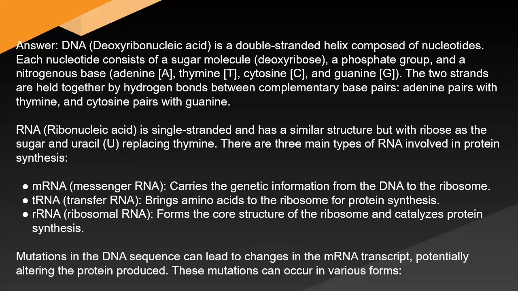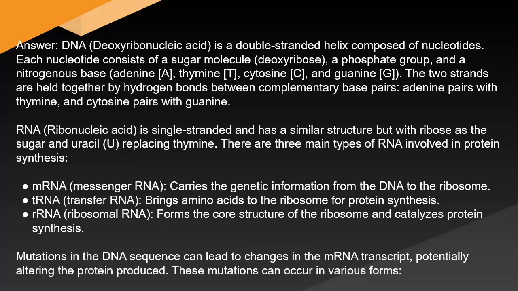RNA, ribonucleic acid, is single-stranded and has a similar structure but with ribose as the sugar and uracil, U, replacing thymine. There are three main types of RNA involved in protein synthesis. mRNA, messenger RNA, carries the genetic information from the DNA to the ribosome. tRNA, transfer RNA, brings amino acids to the ribosome for protein synthesis. rRNA, ribosomal RNA, forms the core structure of the ribosome and catalyzes protein synthesis.